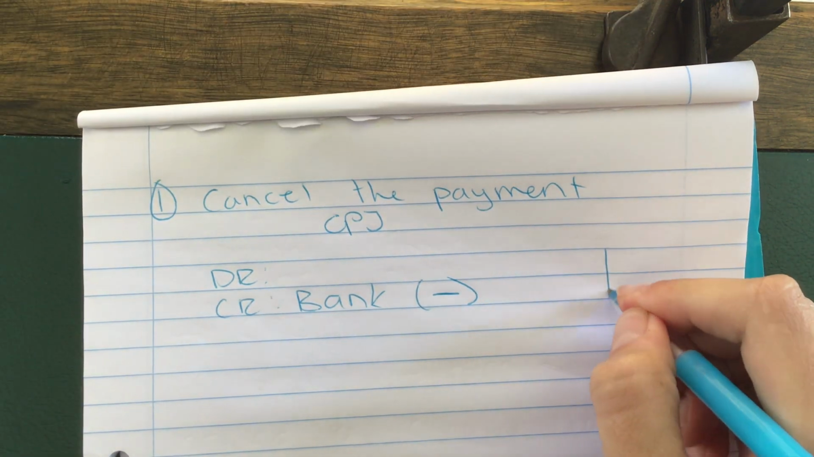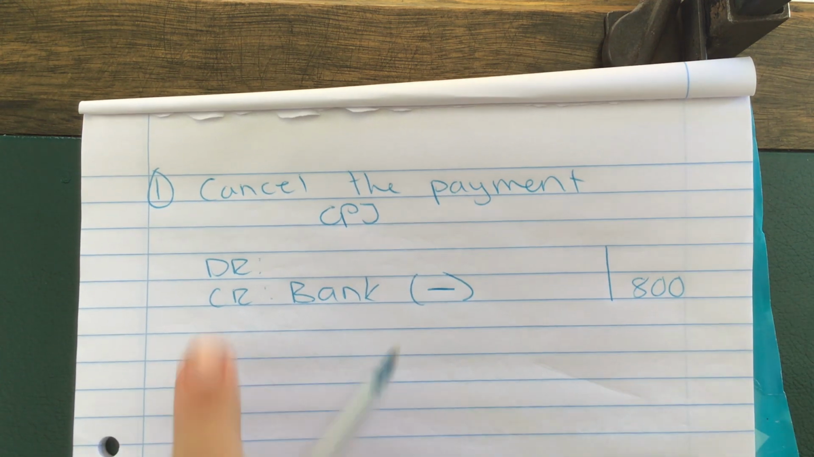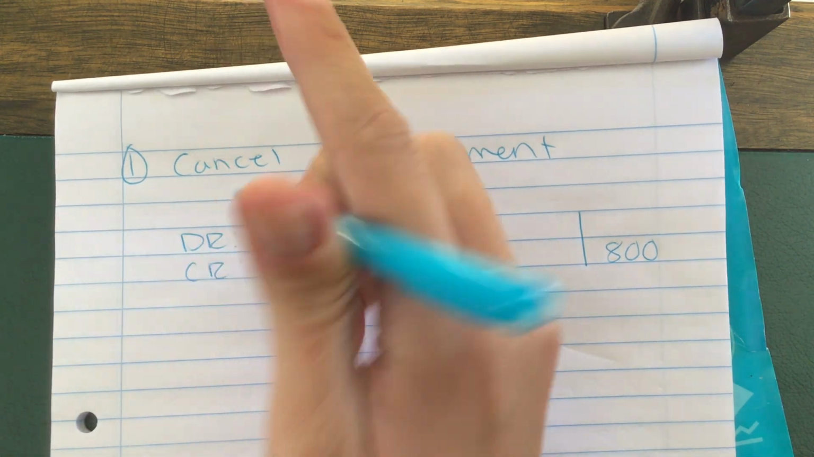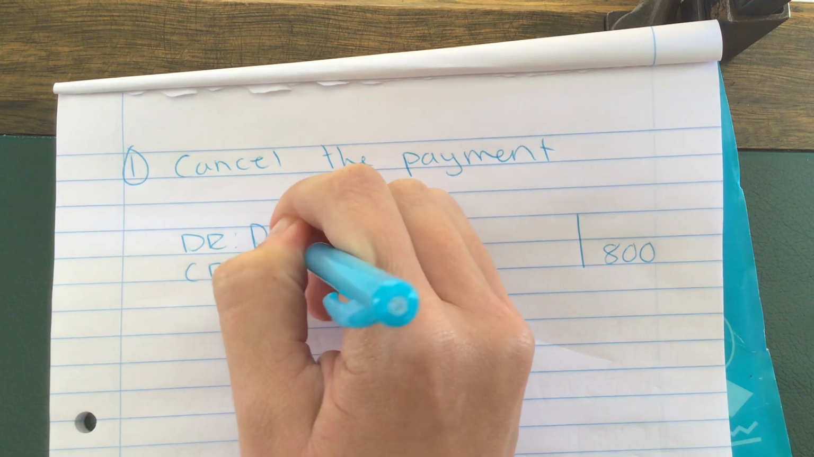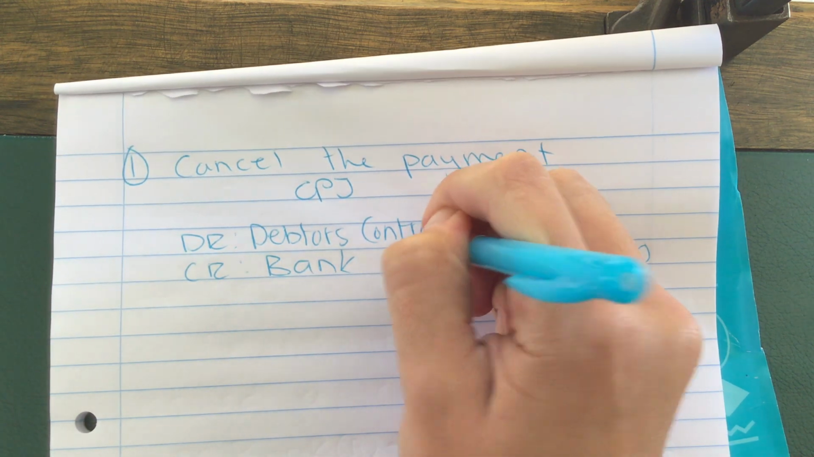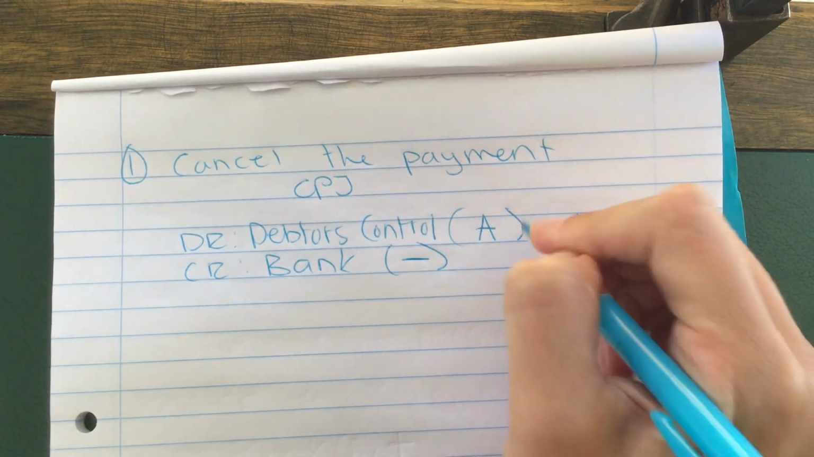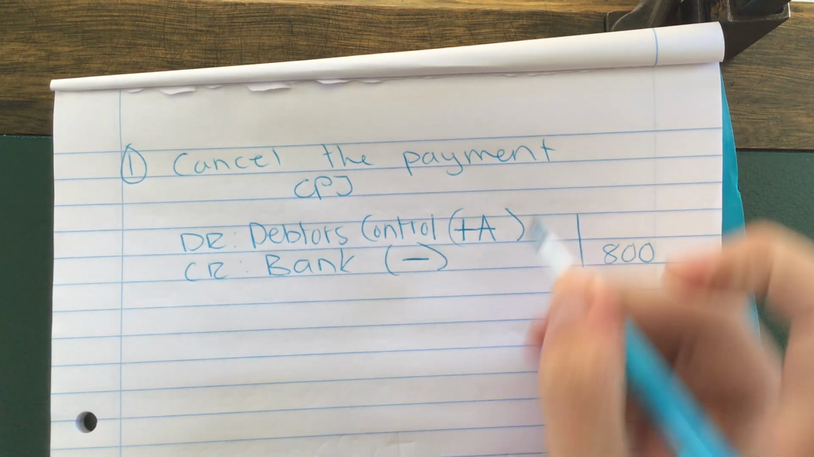Okay, so if I have a debit and a credit side, there's that 800 Rand. Okay, now what's the contra account? Can we remember, it is debtors control. Okay, and why does that make sense? Because debtors control is an asset, and what is happening to the debtors account?